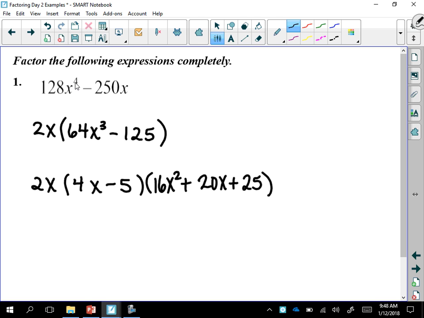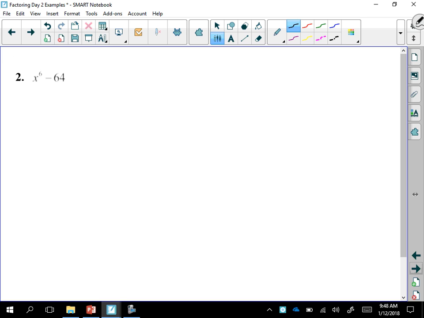Now, one thing to keep in mind when you use SOPS is that the trinomial that results is never factorable. Okay? The trinomial that results is never factorable. So you don't have to go any further. That's good news. Okay? That's 16x squared plus 20x plus 25. If you tried, you won't get anywhere with it. Okay? Now let's try another one.